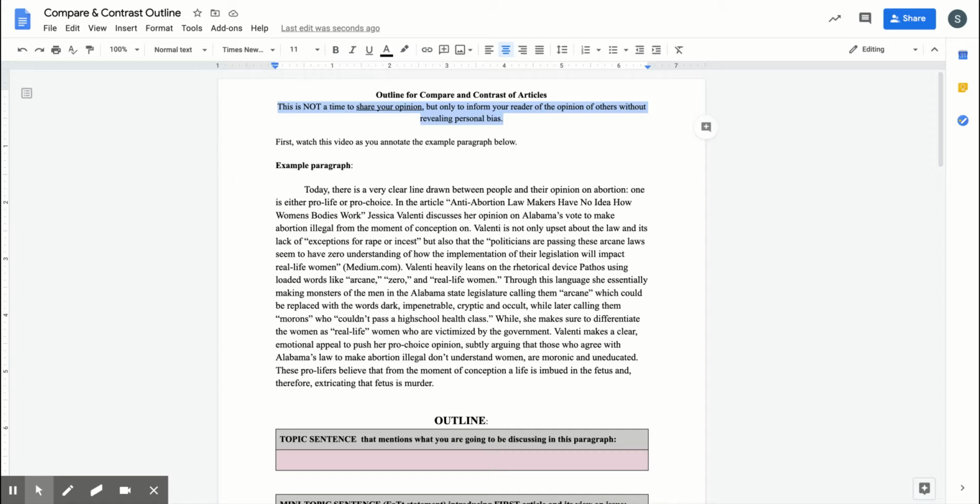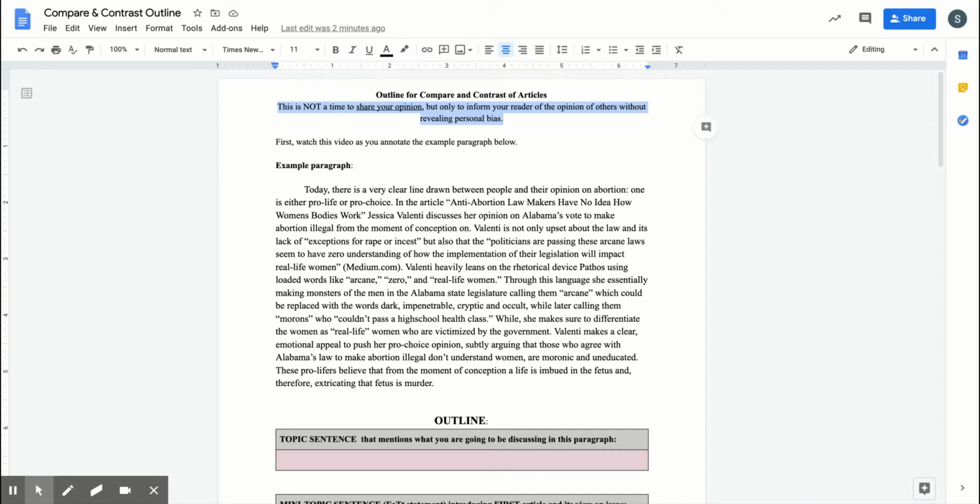So, as I go through this example paragraph, please, on your own document, follow along and pay attention to how this is written, because this example is going to be a good basis for you to start writing your own. So, I'm going to read this out loud, and then we'll go line by line.